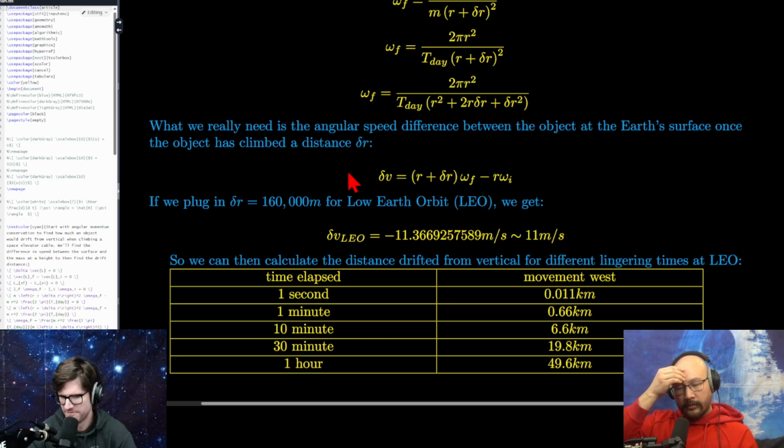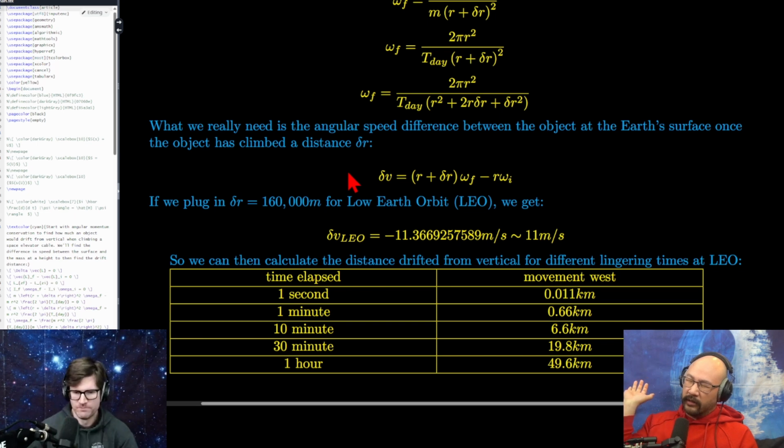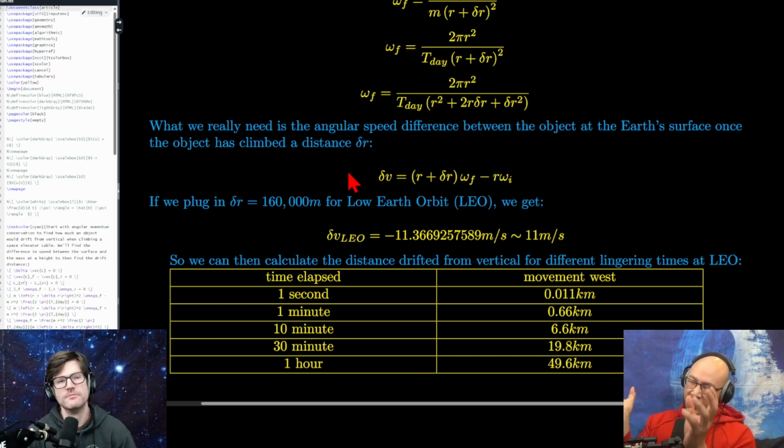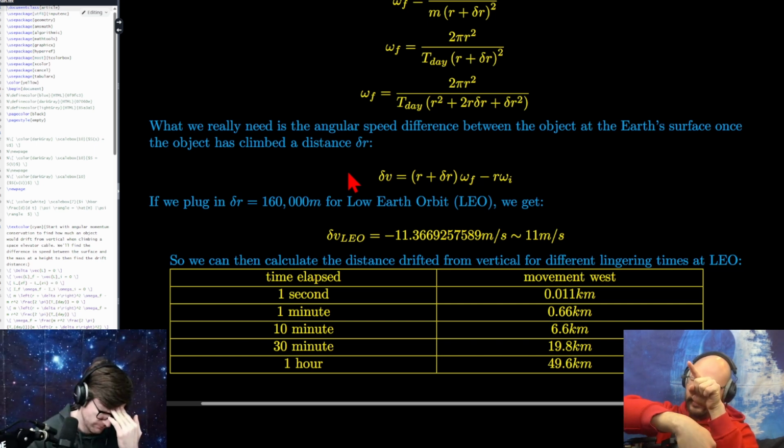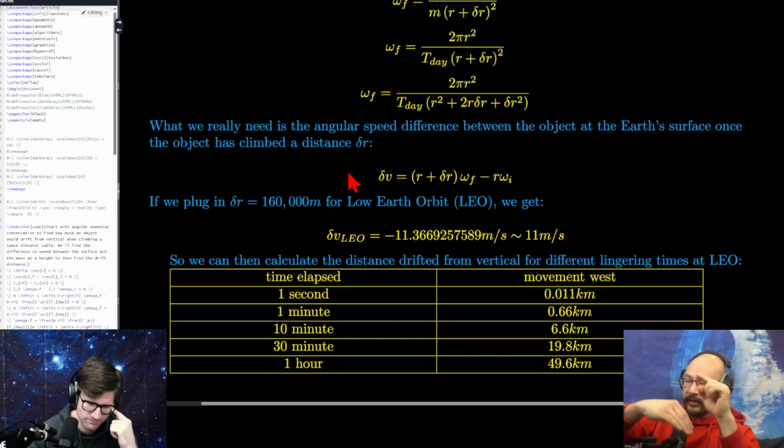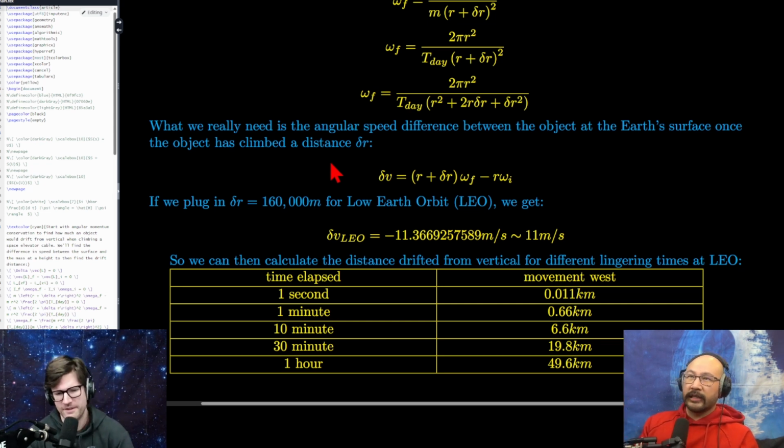So what we really care about is the difference in angular speed. Westward, because the sun rises in the east and sets in the west, since we humans are rotating west to east, coming underneath the sun. If you send something up, you're spinning away from it, so it looks like it's drifting to the west. We don't actually care about the absolute angular speed, but the angular speed relative to the surface of the Earth, because that's what you see as your drift. In fact, one step further, we care about the difference in linear speed.